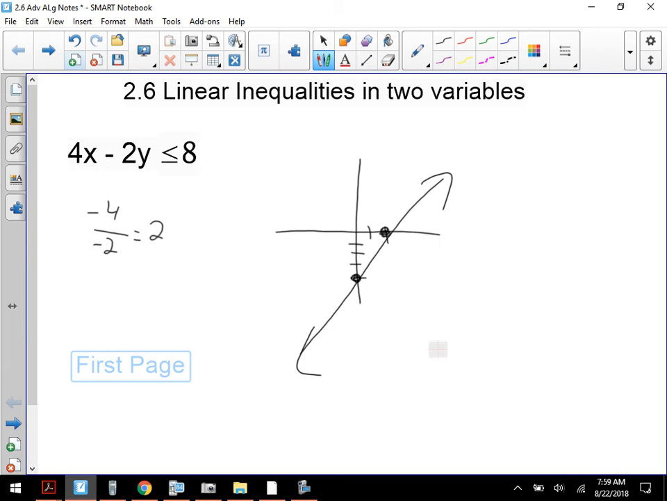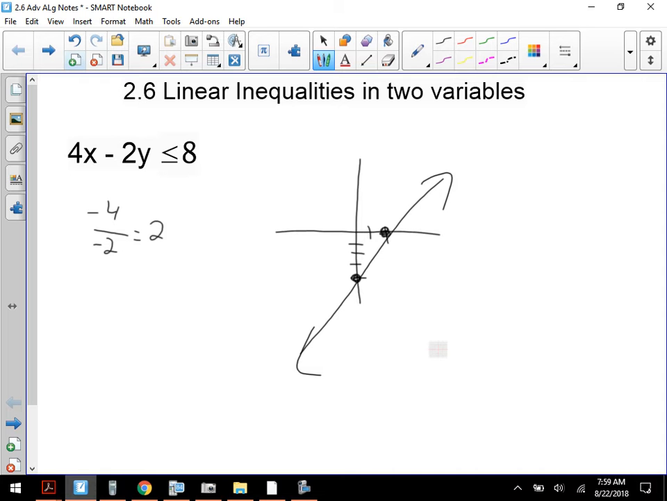What changes here then is that you have two values to worry about. You have an ordered pair that you have to choose. Okay? So here, what's an ordered pair that this line did not go through, which would be really easy to substitute in for? 0, 0. Very good. The origin.